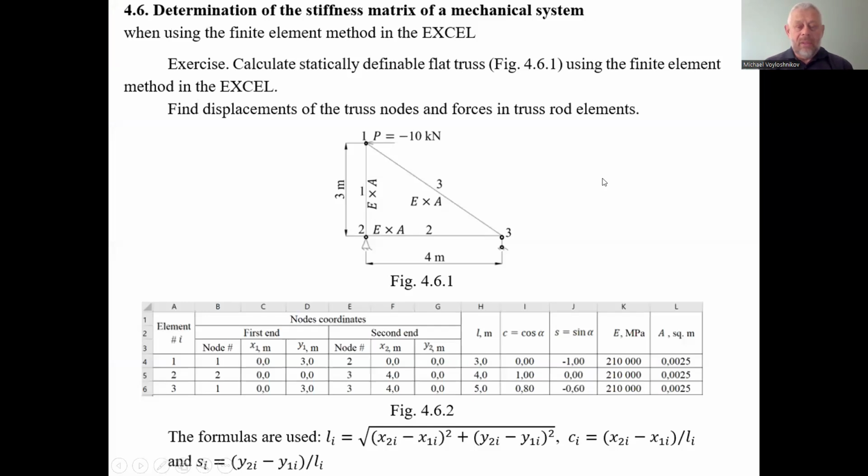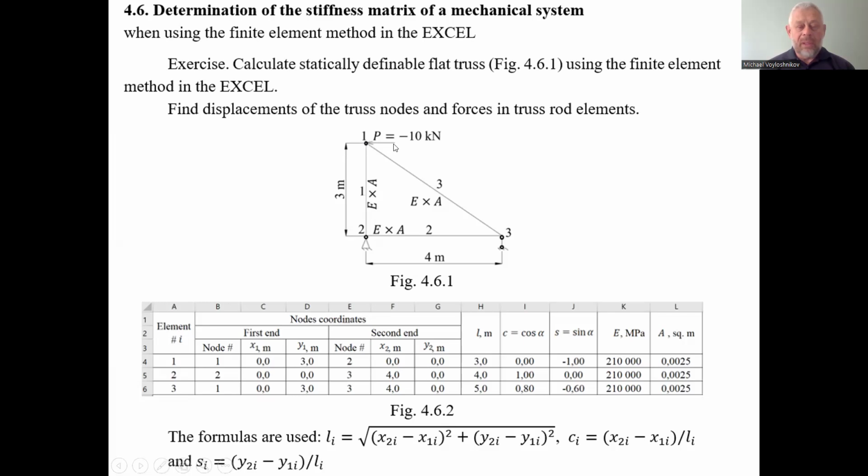So, ladies and gentlemen, the exercise is assigned to find the forces, stresses and strains acting in the truss. The truss consists of 3 rods. First, about nodes, we have node 1 and node 2.